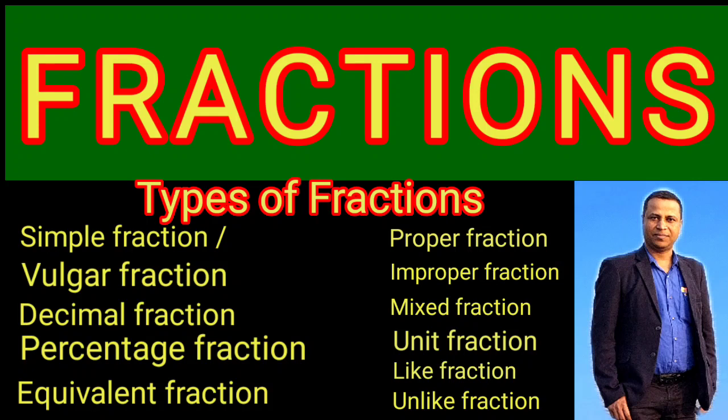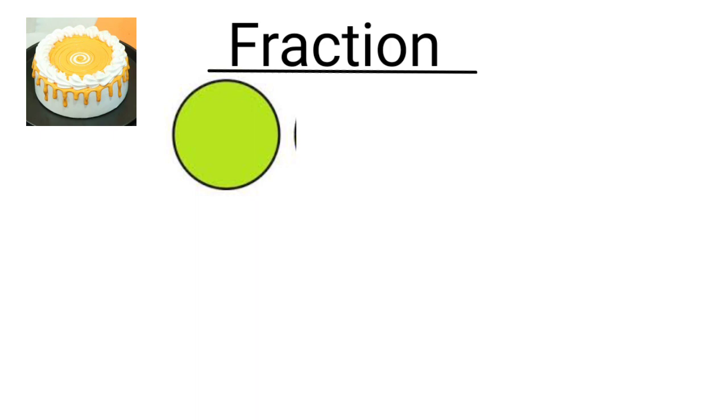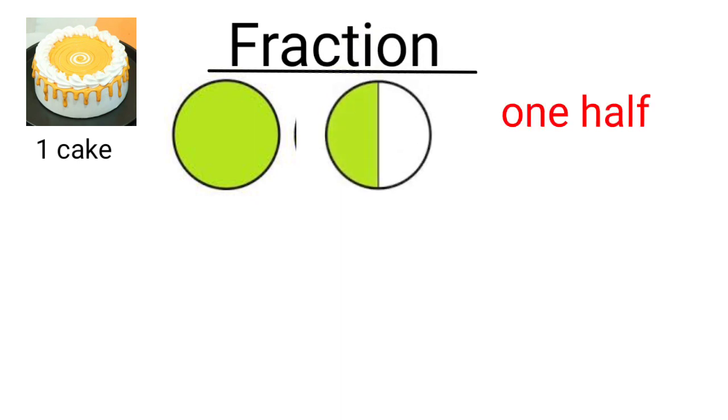In this video, we will learn about fractions and different types of fractions. Let's start. Here is a cake. We can represent it as a numeral 1. But if we divide it into two equal halves, it is 1 half. So we can represent it as 1 by 2. So 1 by 2 is a fractional number.